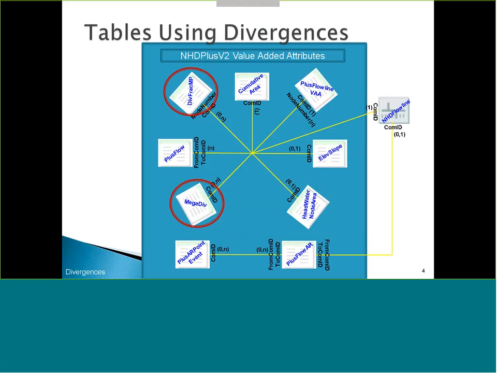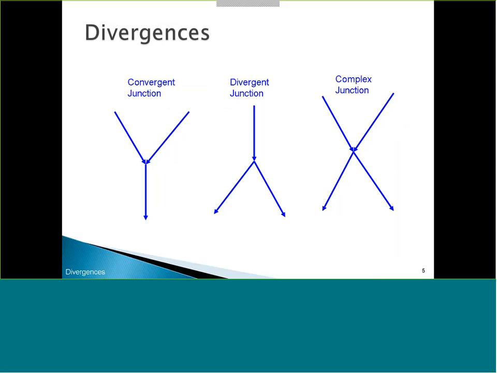Now, I'll talk about the tables that use the divergences other than the value-added attribute table. We have a Frac MP table, and we have a megadiv table. Okay, now in this next slide, I'll go through these 3 types of junctions that we have in NHD Plus.